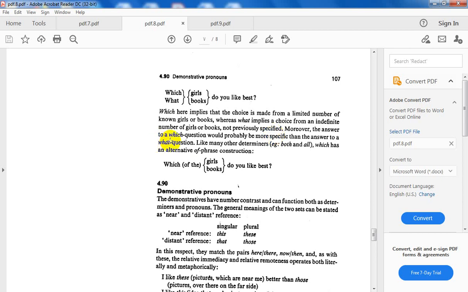Moreover, the answer to a which question would probably be more specific than the answer to a what question. Interrogative pronouns replace a noun, and I have this question mark. But as a relative there is no question mark; they relate. Like many other determiners, both and all, which has an alternative phrase construction: which of the following, which of the girls, which of the books do you like best? This is optional.